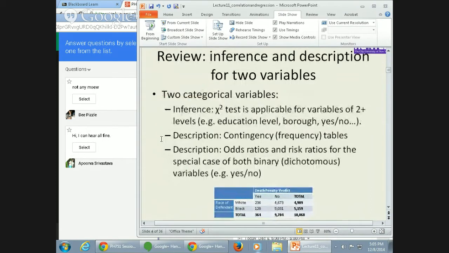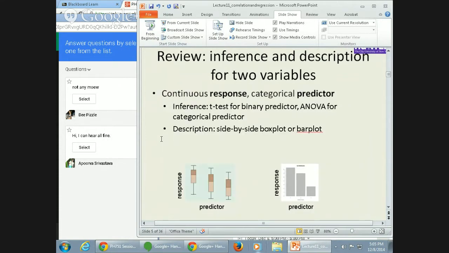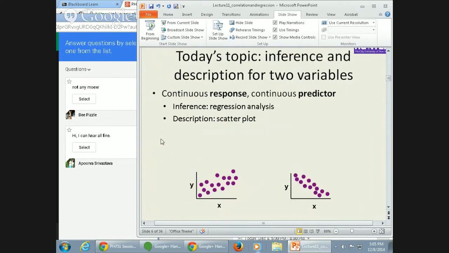Okay, so this was about association between two variables, but we were talking about strength of association and about independence versus dependence. For one categorical variable and one continuous variable, we covered the t-test and analysis of variance with some plots like this. So we're talking now about two continuous variables, and the method of inference we're going to use is regression analysis, and the descriptive visualization is the scatter plot.